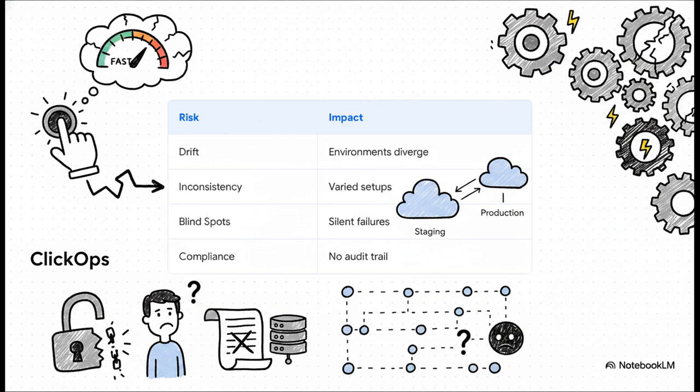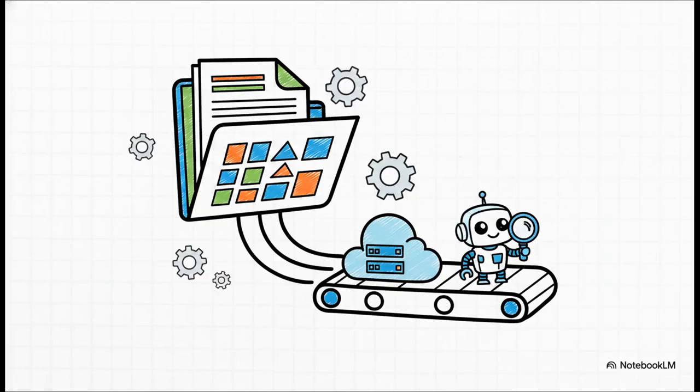That inconsistency creates these dangerous blind spots where critical services fail silently, just because somebody forgot to click a button and configure the dashboard for a new feature. And ultimately, manual changes leave no audit trail, which is a massive compliance nightmare. So here's the crucial takeaway. If your infrastructure lives in code, your monitoring absolutely must live there too.